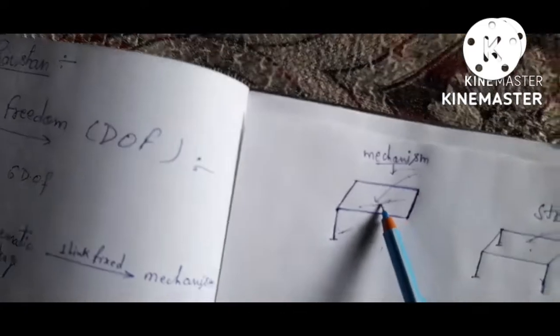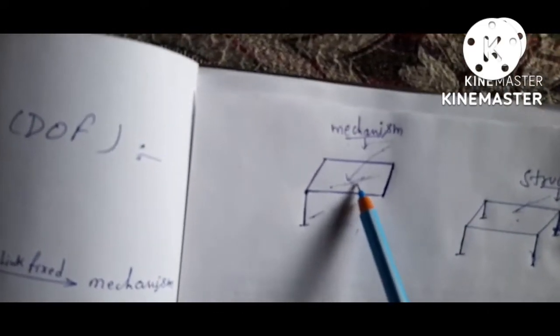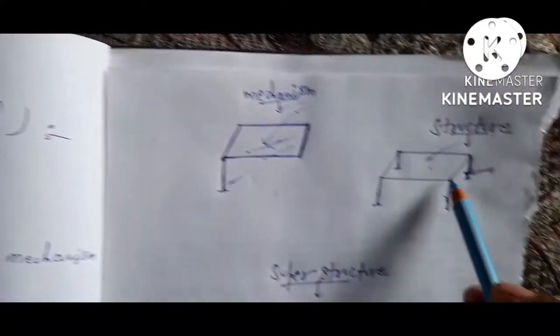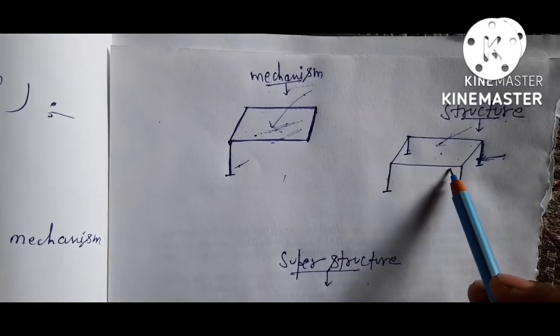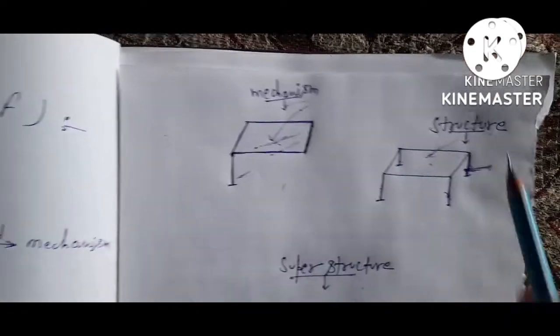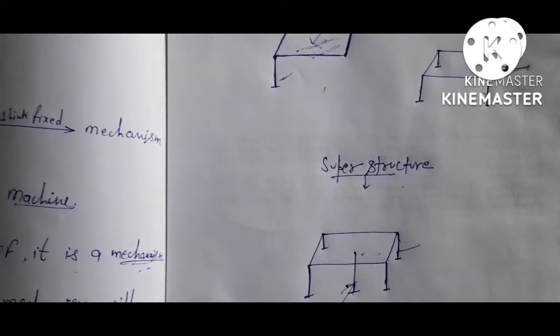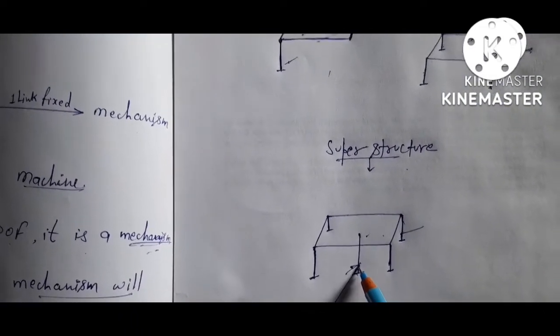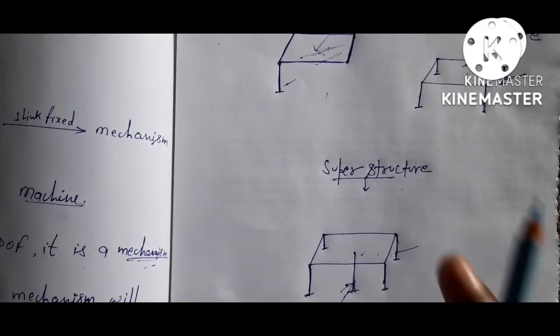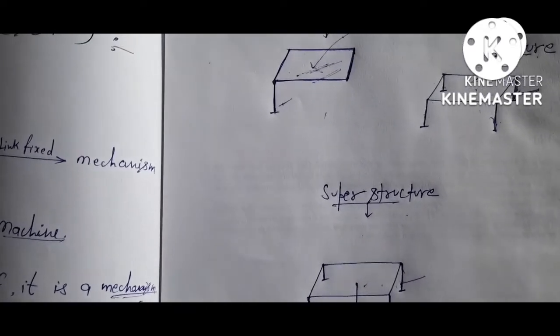Now friends, a mechanism has a sufficient number of members, and if this is unstable, and this structure has a sufficient number of members, if you remove this, then it will become unstable. And a superstructure has an extra number of members, if you remove this, then there is no effect on this table. So that is a superstructure.